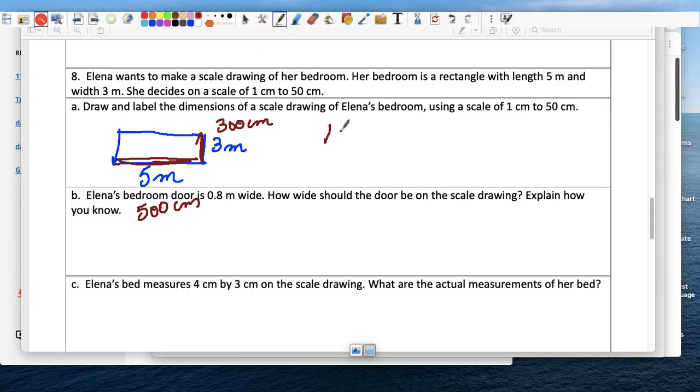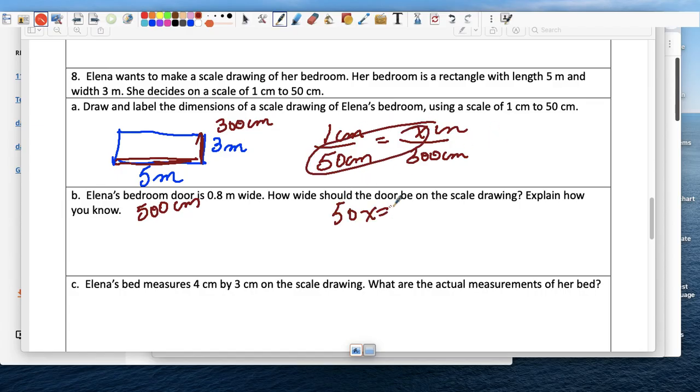Well, here's my scale. 1 centimeter is 50 centimeters in real life. Let's use this side, 300 centimeters. How many centimeters would that be in my notebook? Cross multiply, we get 50x equals 300. Divide by 50, divide by 50. x equals 6. So in my notebook, this would be 6 centimeters.